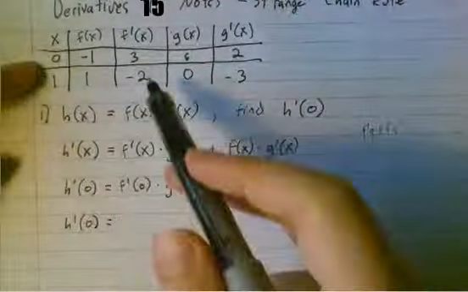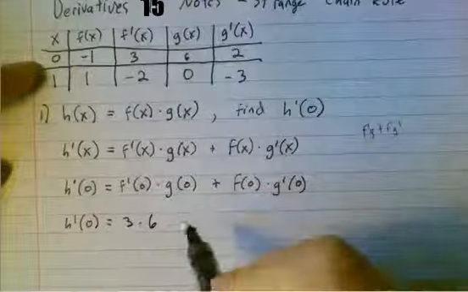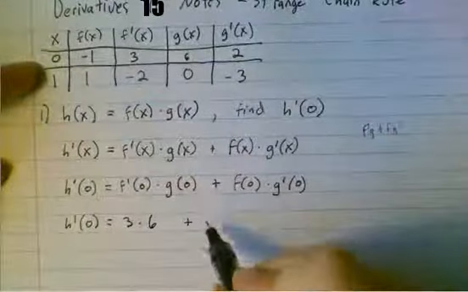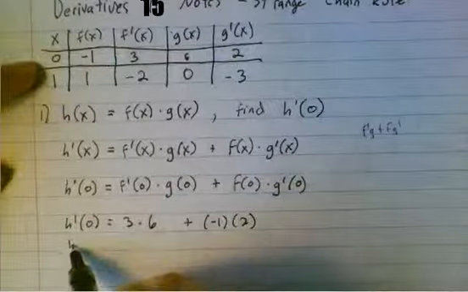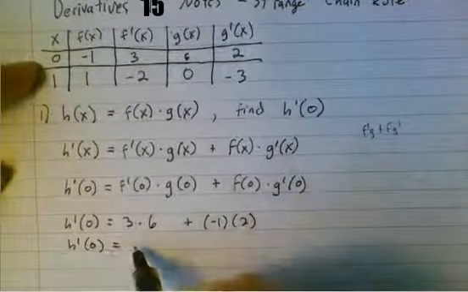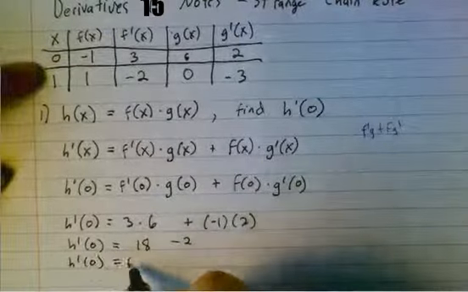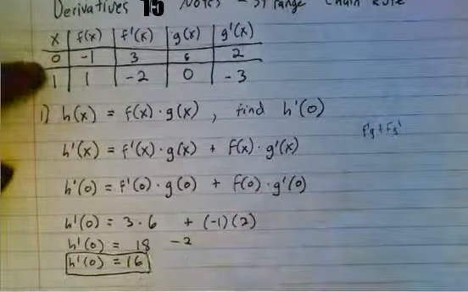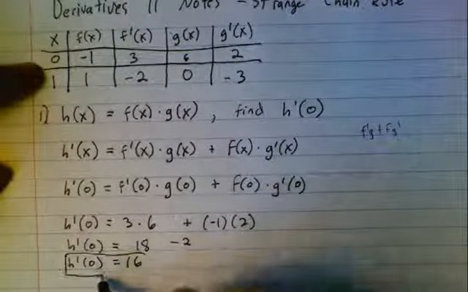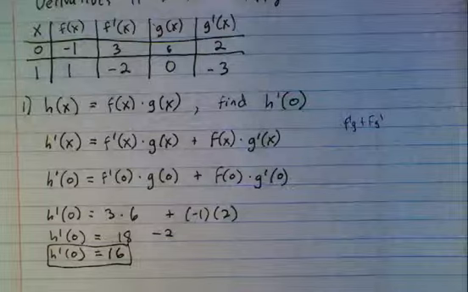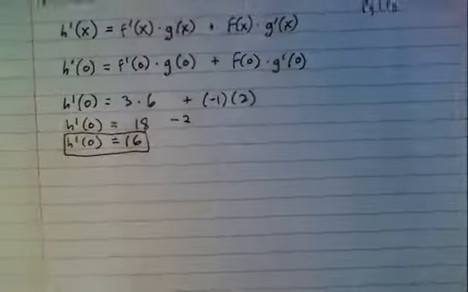So here, when x is 0, f prime of 0 is 3, g of 0 is 6, f of 0 is -1, g prime of 0 is 2. That's 18 minus 2, so h prime of 0 is 16. Ta-da! We can find the answer even if we don't have those equations. Let's look at another couple examples of that.